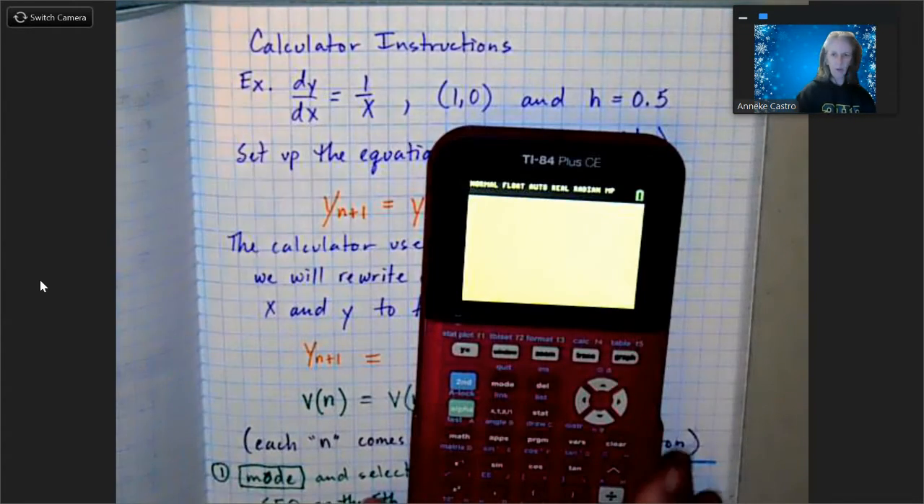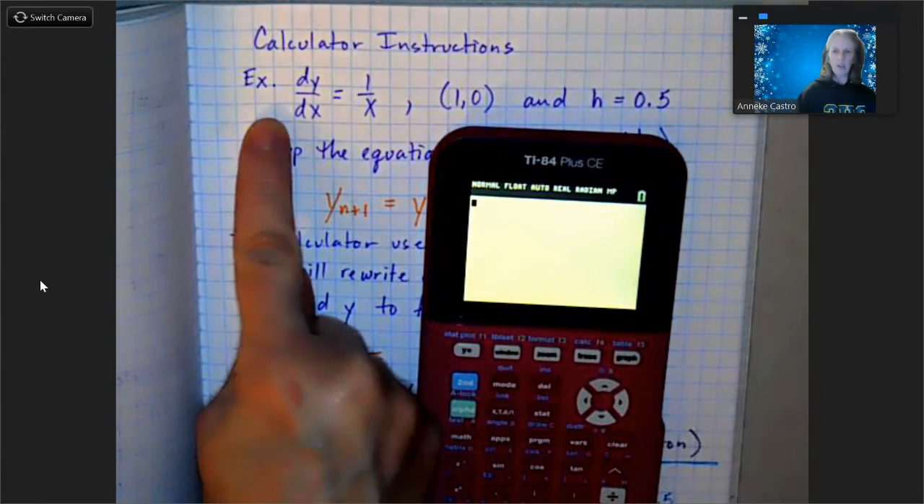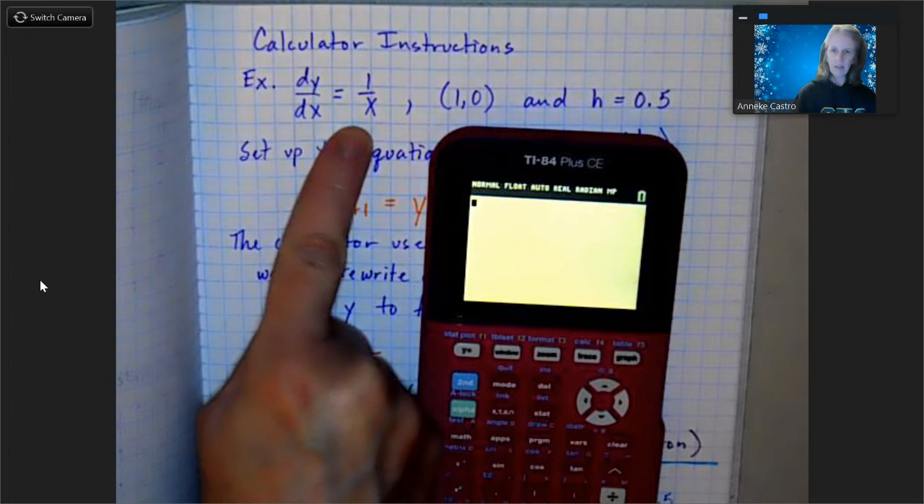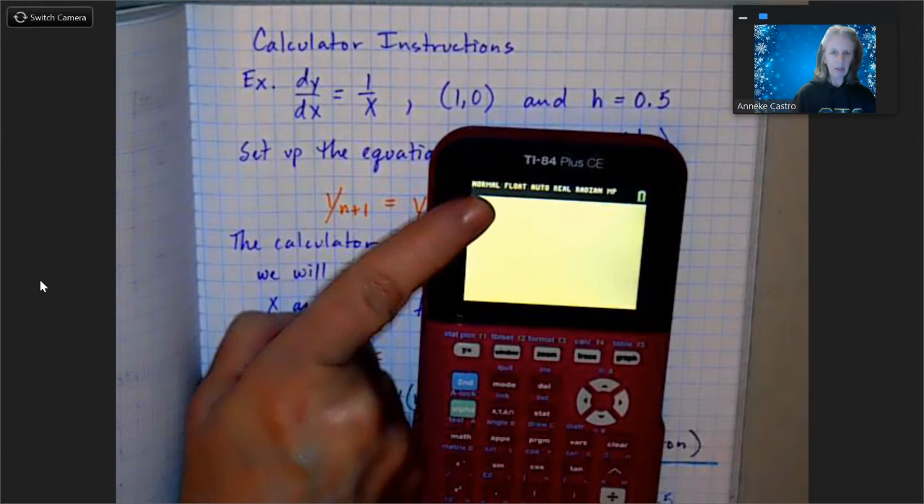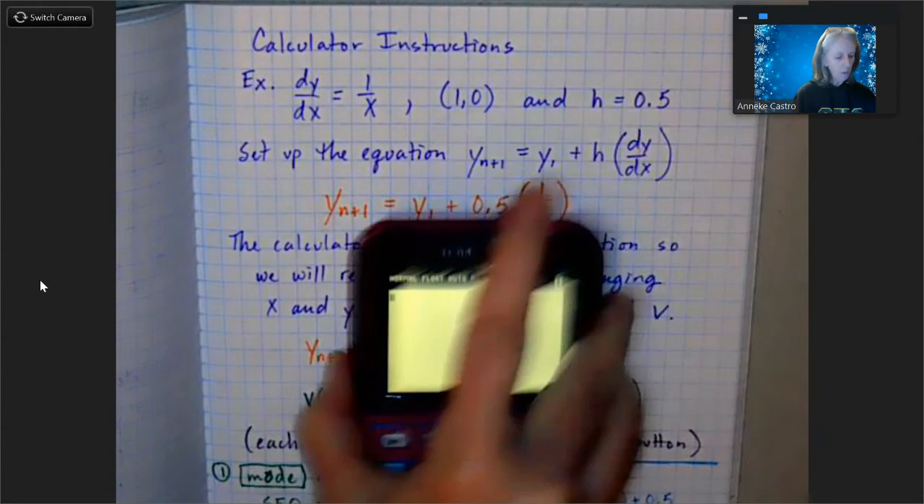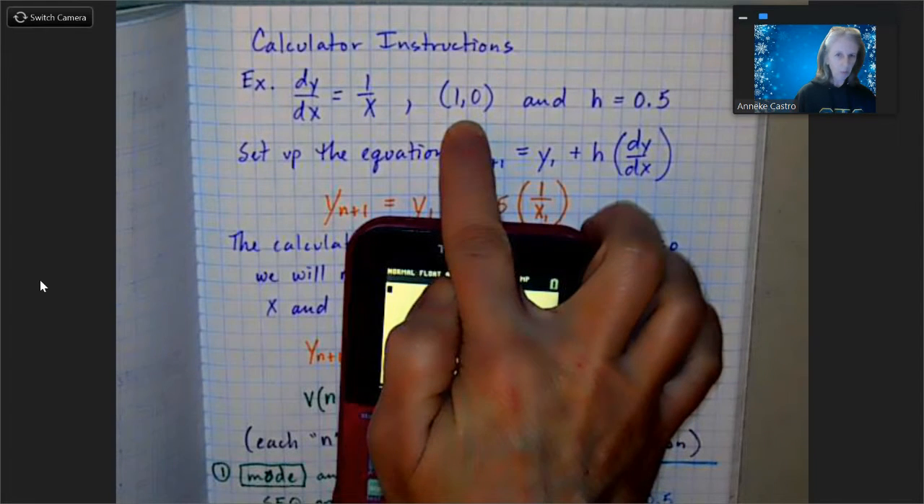Okay, so here we are. I wrote it all out already. So we're going to do the same example again. So dy/dx is equal to 1 over x. This is just for this particular problem, and then we'll practice in class with the graphing calculator and some other problems. Remember, we do know a point on our function is (1, 0). That's going to be our starting point.